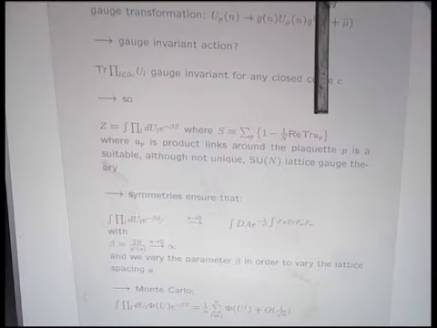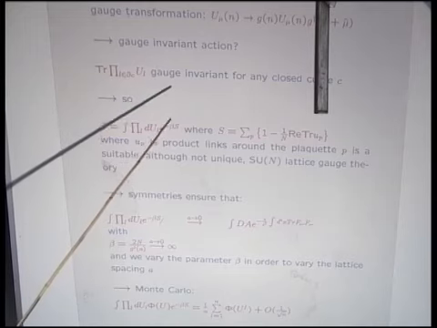Because remember, the action, what does the action do? The action compares the values of the degrees of freedom at one point and neighboring points. In the continuum, they're infinitesimally neighboring, and so you have derivatives. But here we have a discrete minimum distance, and so we need something which has an explicit extent, like some kind of closed loop on the lattice.